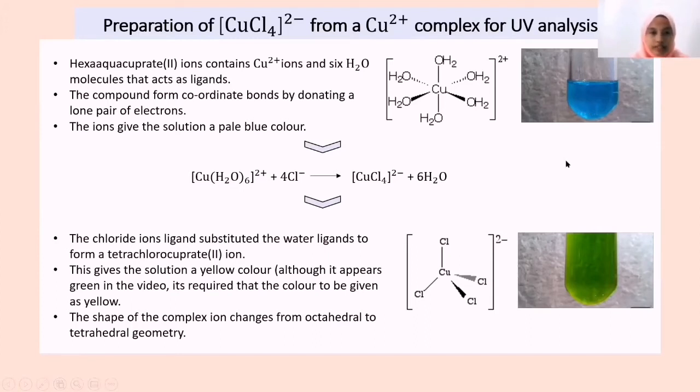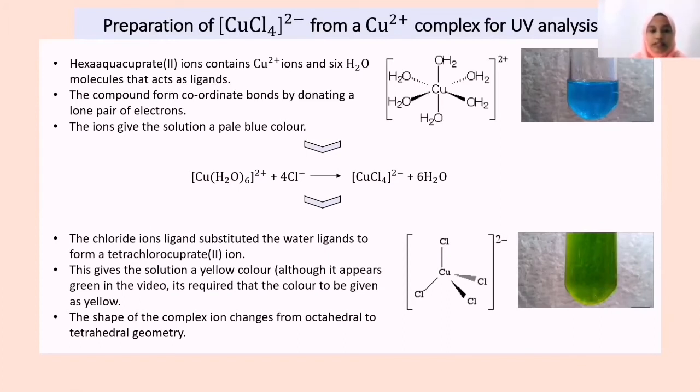From the equation, we can see how hexaaquacuprate ion will react with chloride ion to produce CuCl4 as well as 6 molecules of water. So the chloride ion ligands will substitute the water ligands to form a tetrachlorocuprate(II) ion. This will give the solution a yellow color. So although it appears green in the video, it's required that the color be given as yellow.